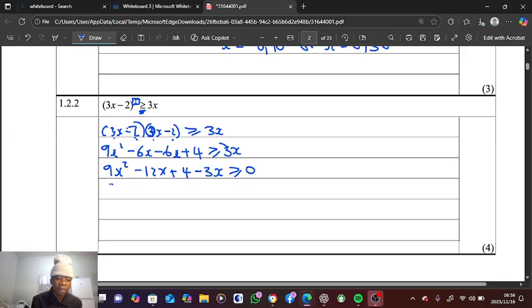So we have to group them by our like terms. It's going to be -9x squared minus 3x minus 12x plus 4, greater or equal to what? 0. So when we get here, we can use factorization by grouping. We can group the first two and group the second two. When we factorize the first two, which are 9x squared minus 3x, we have a common factor of 3x. When we take out 3x here, we're going to be left with 3x. Then this side, when you take out 3x, we're going to have -1.